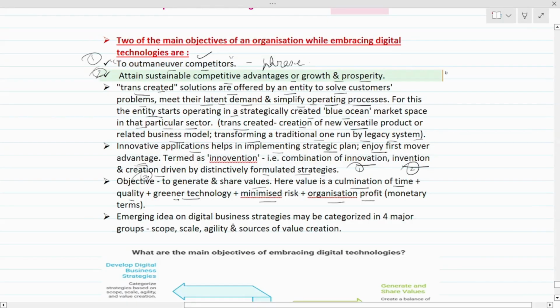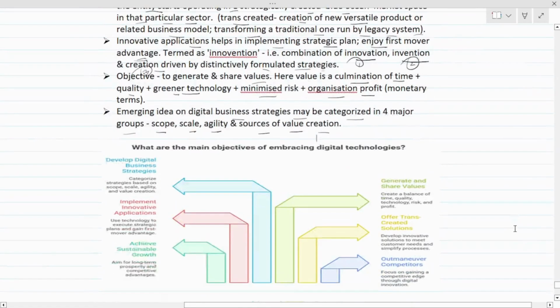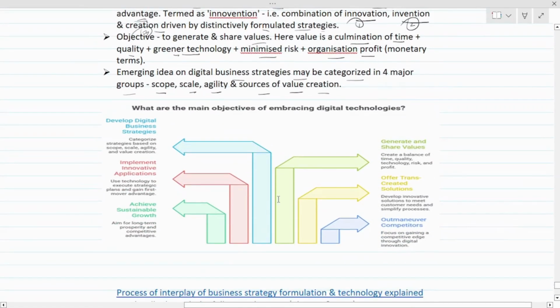Emerging ideas on digital business strategies may be categorized in four major groups. So emerging ideas in digital business strategies basically are categorized into four major groups. What are these four groups? One is scope, scale, agility, and sources of value creation. Right. Now, this again we will understand with the help of a diagram. Maybe if you have a look at the diagram at the time of your examination, it will be very easy for you to recollect what the main objectives of embracing digital technology are.